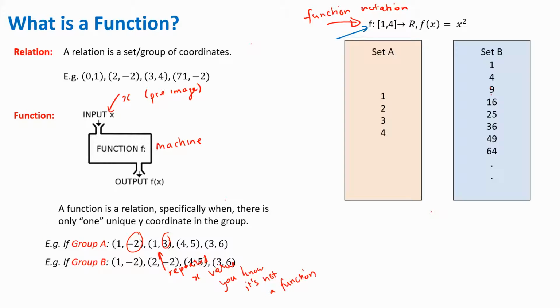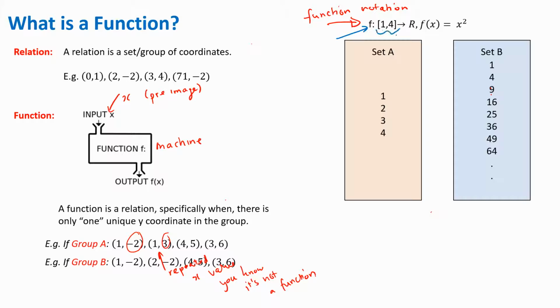F colon just means what letter you are using to describe this machine. So this is my machine. I happen to call it F. It could have been G, could have been H, could have been T, whatever it is. But whatever you call it, if it's f of x, then you use F. If it's G, you use G. If it's G with a negative power, then you put G with a negative power. So this tells you what letter you're using.